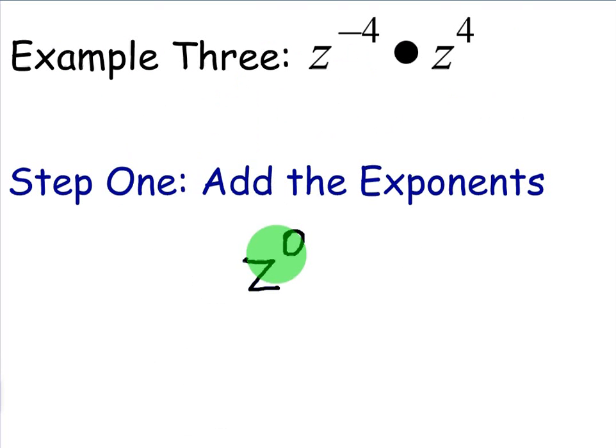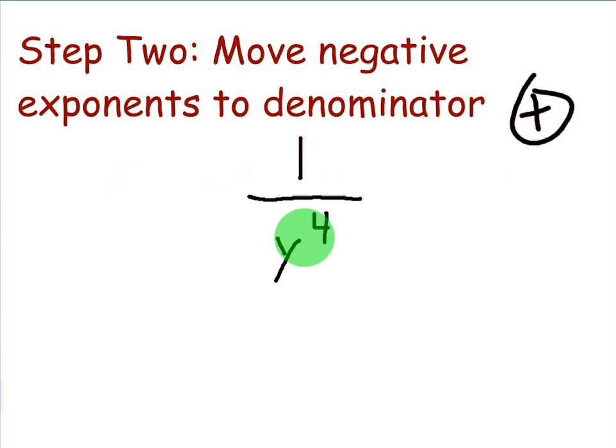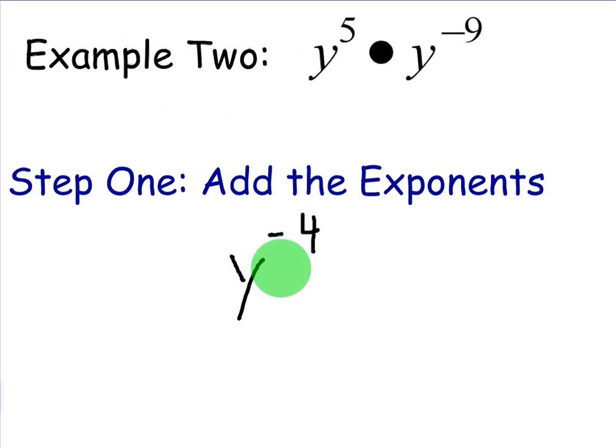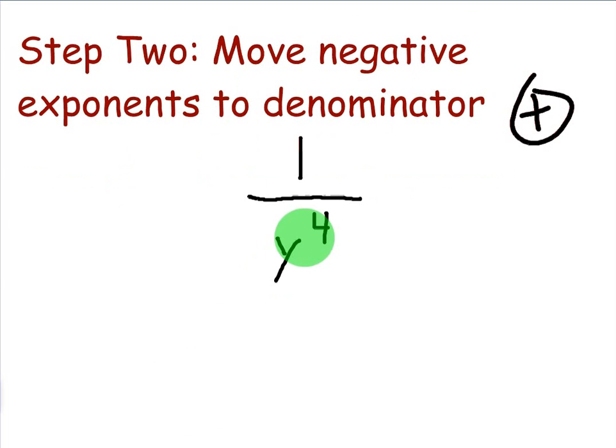So that's it. It's pretty simple. When you multiply like bases, you add the exponents. And if the exponent is negative, you make it positive and put it under 1. Again, I'll talk about in a future lesson why that's true.